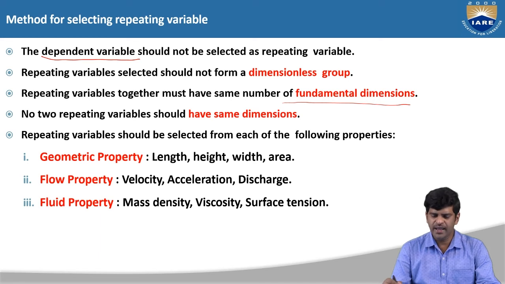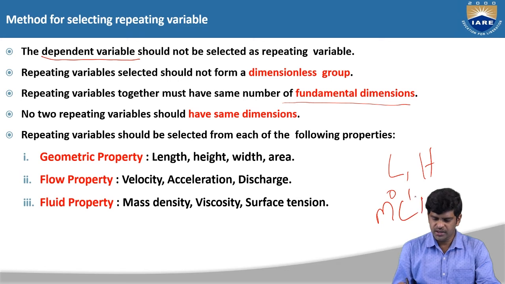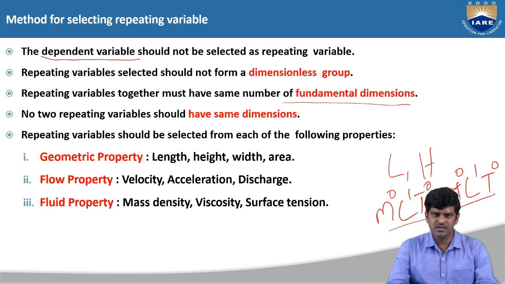For example, let us say L is the length between two points, and H, let us assume, is the height of the liquid that is going to flow. But when we express them in terms of dimensions, they have the same quantities. We can express L as M to the power of 0, L to the power of 1, T to the power of 0, and similarly for H also, M to the power of 0, L to the power of 1, T to the power of 0. See here, these form the same dimensions, and such kind of variables should not be selected.